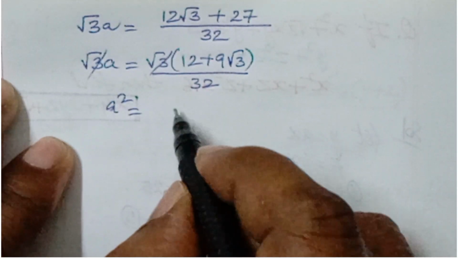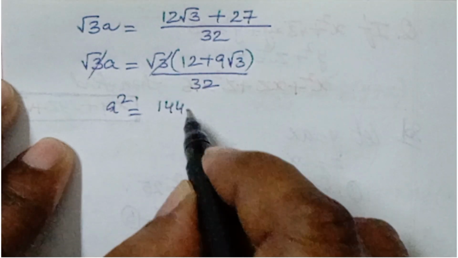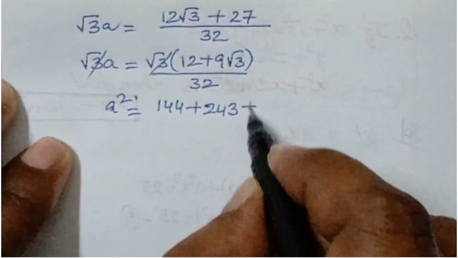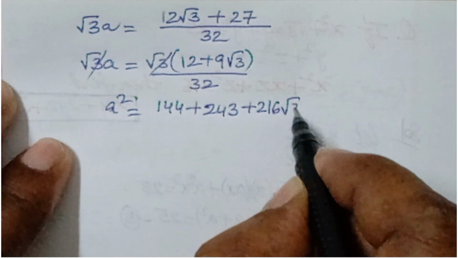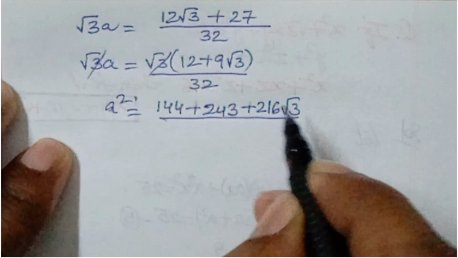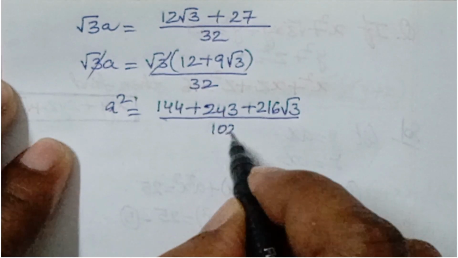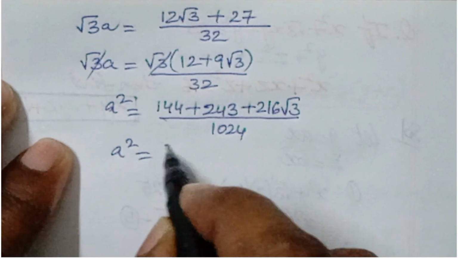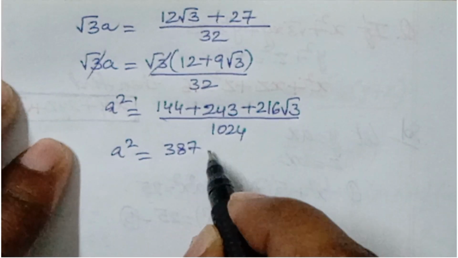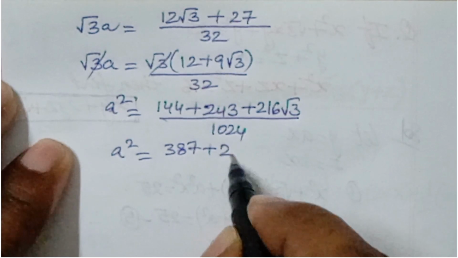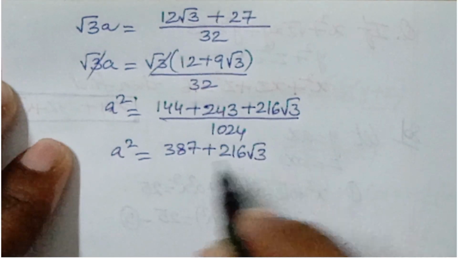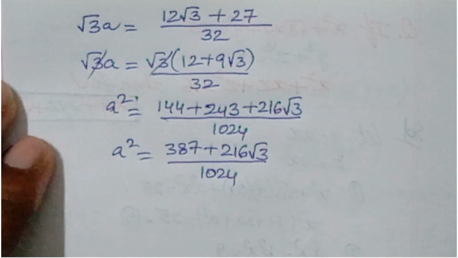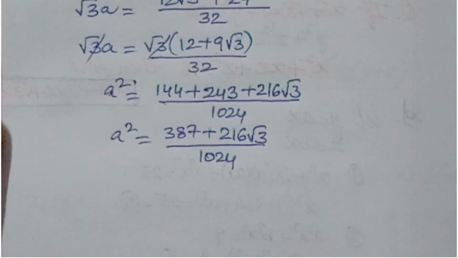Now a square value: 144 plus 243 plus 216 root 3 by 1024. So a square value is equal to 387 plus 216 root 3 by 1024. So that is a square value.